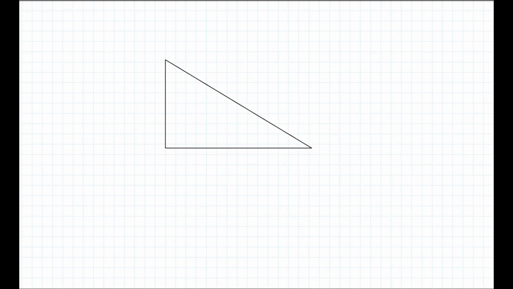Now, in a right angle triangle, we have a special side called the hypotenuse. The hypotenuse is the side that is opposite the right angle. It's not opposite any other angle, it's specifically the one opposite the right angle. So if we were looking for the hypotenuse in the triangle, we look for the right angle and we go opposite from that one.